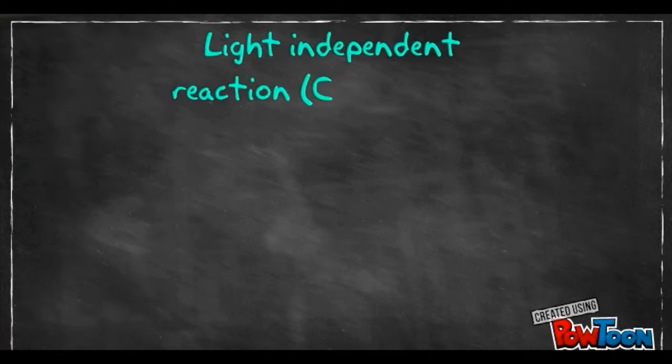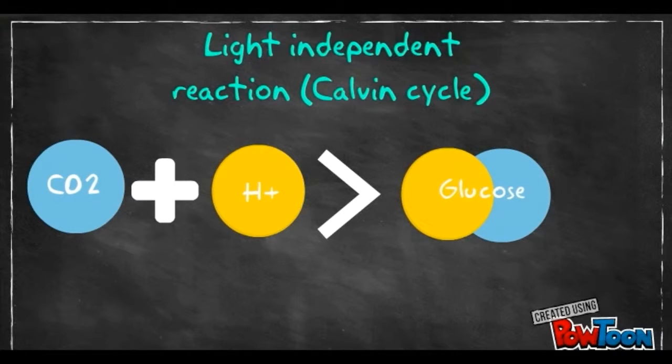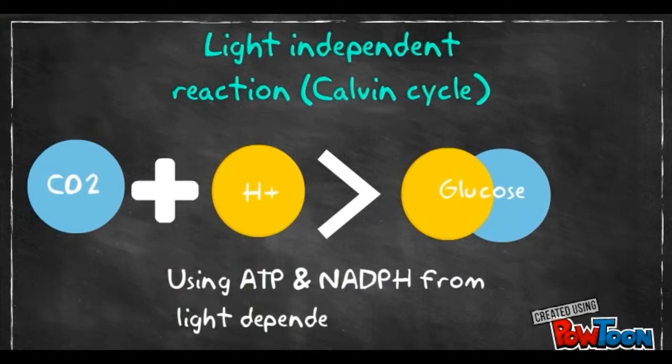Light-independent reactions are reactions that take place in the stroma. These reactions do not require light. In these reactions, chemical energy is used to convert CO2 or carbon dioxide into glucose. CO2, NADPH, and ATP go into this reaction while glucose and NADP+ come out.